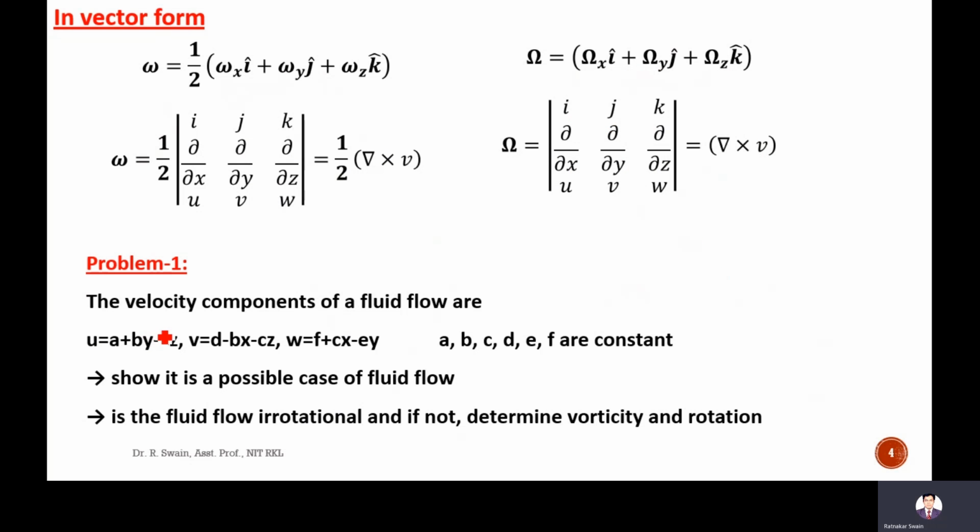Let's solve one small problem here on vorticity and rotation. Here the velocity in the x direction is given, the y direction is given, and the z direction is given. A, B, C, D, E, F are constants. Is it a case of possible fluid flow, and is the flow irrotational? If not, then determine the vorticity and rotation. If it is irrotational flow, then the vorticity and rotation will be 0. So first find whether it is a case of fluid flow, then find whether it is irrotational or rotational.